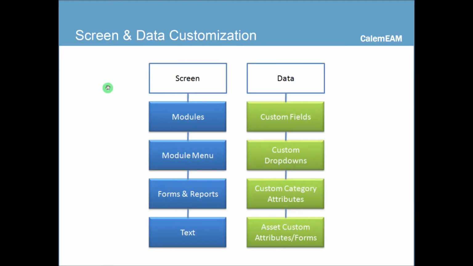Screen and data customization includes the screen portion, where you can customize modules accessible, module menu, forms and reports, and screen text. For data, you can customize fields by adding new fields to the existing tables, and you can add new custom drop-downs. You can also define your own drop-downs, and you can add custom category attributes, assign them to asset category and subcategories.